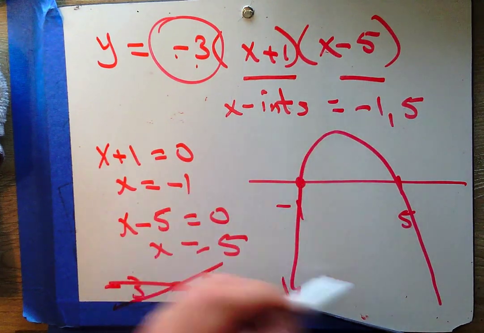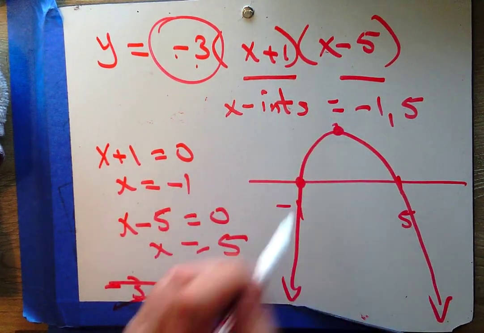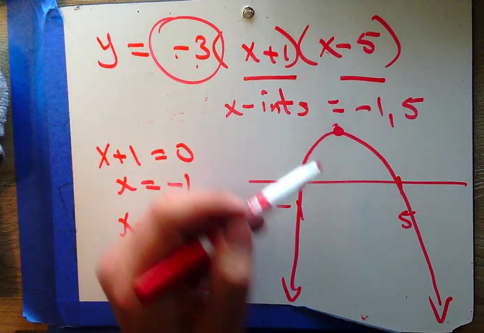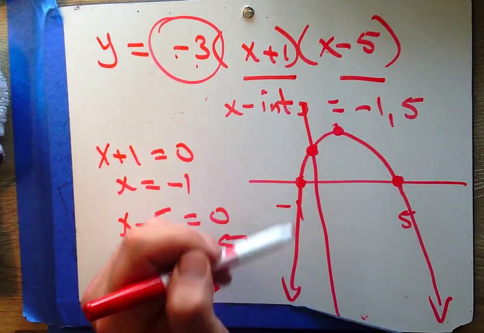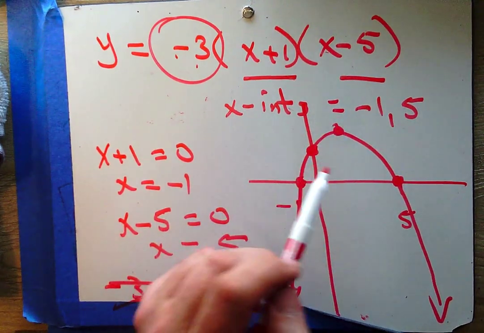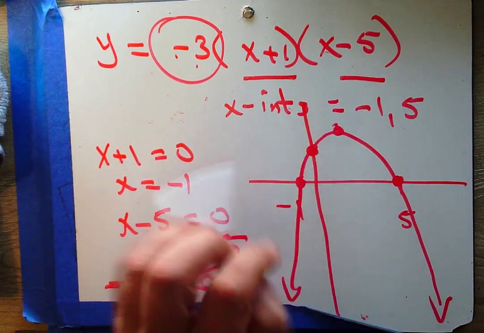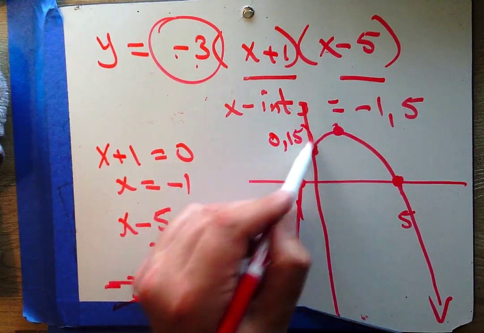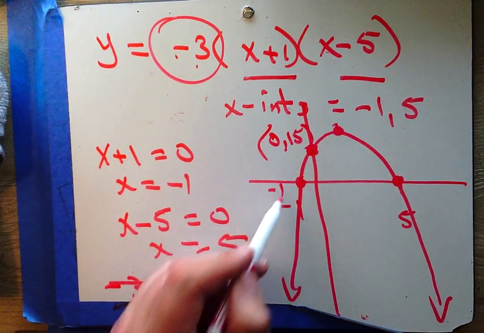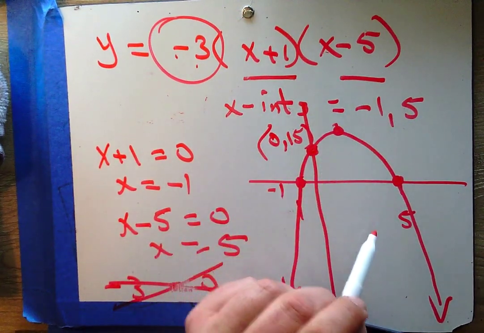I know that the vertex is halfway in between those points, but really, I just need 3 points on the graph, and the y-intercept could be the third one instead of the vertex. If I wanted the y-intercept, I would plug zeros in for these x's, and I get positive 15. And that's pretty fast.